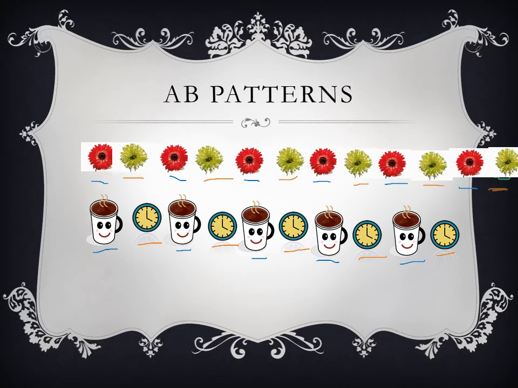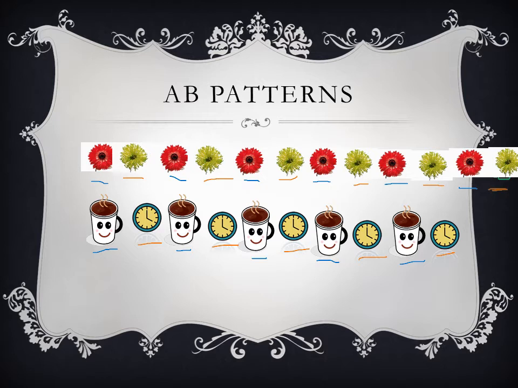So let's look more in depth into repeating patterns. First one we're going to look at again is the AB pattern. So I have placed two AB patterns on here. The first one we have involving flowers. So we have a red flower and a green flower.